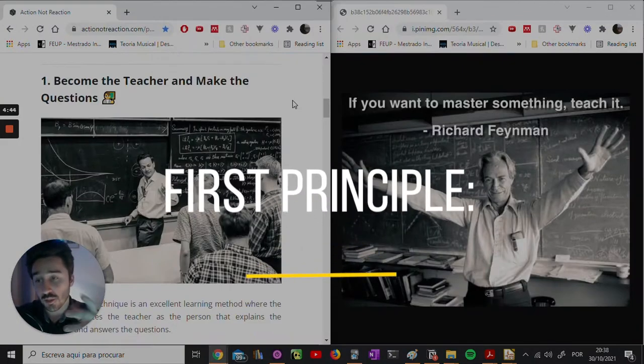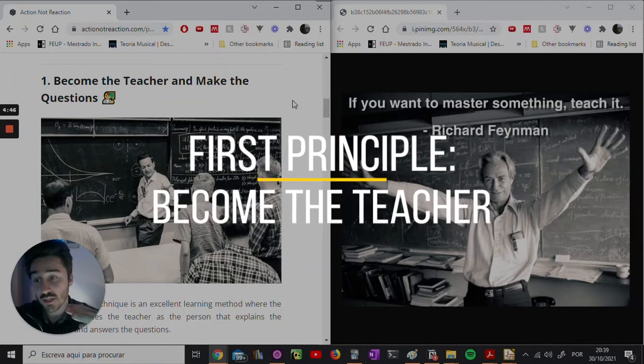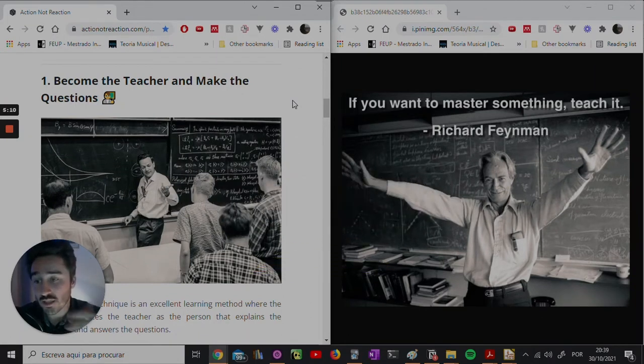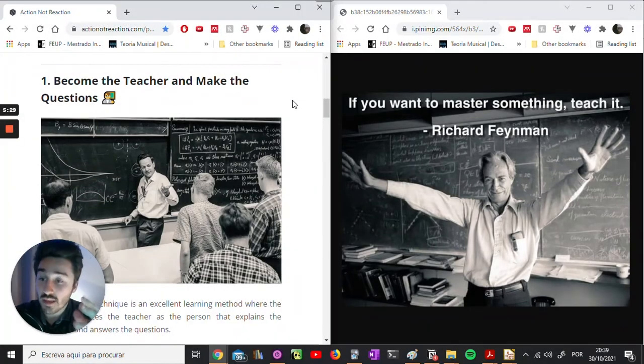The first principle you need to know is that in Anki, you become the teacher. This means you have to do the questions and then the answers. Why is this so important? Because by dissecting the content and making the questions, you will have a deeper understanding of the subject.